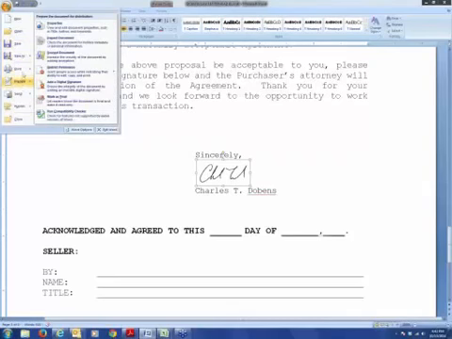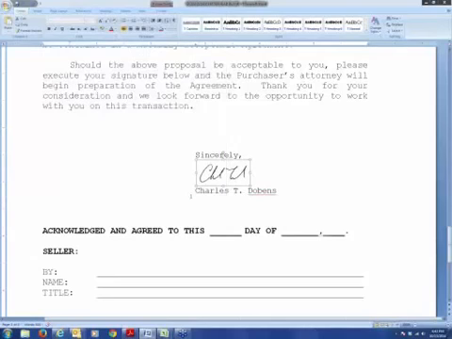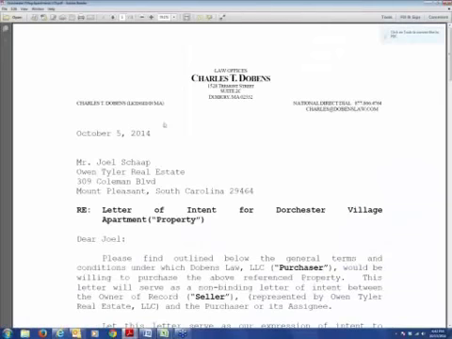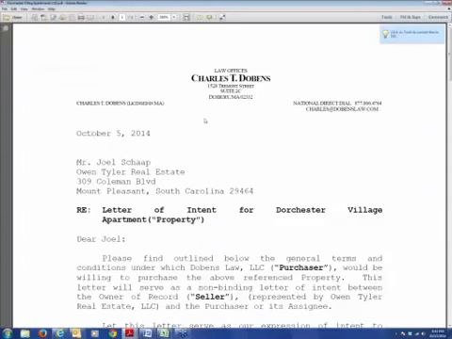How do I do this? I go to save as a PDF, and I call it Dorchester Village Apartments LOI, publish. And then what happens is it's going to pop up. I come up here to File, Send File.